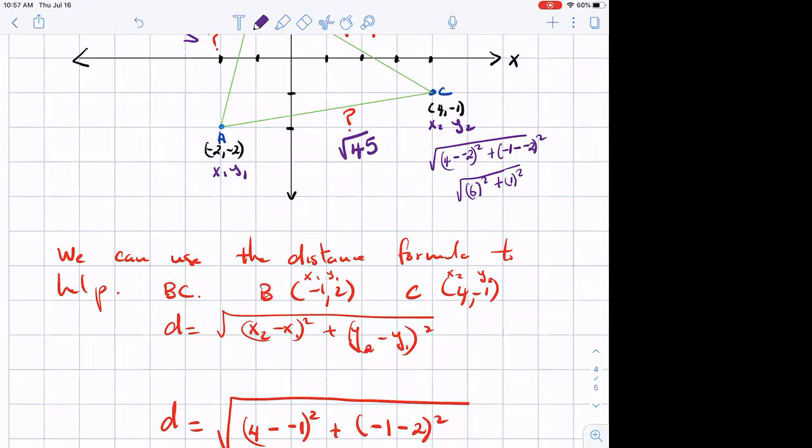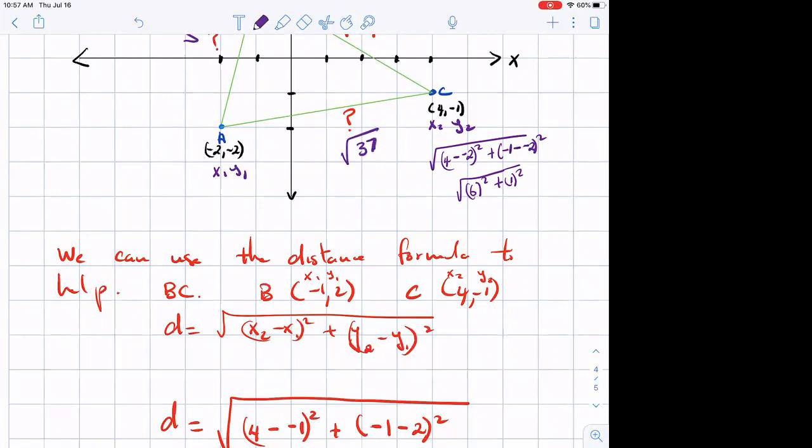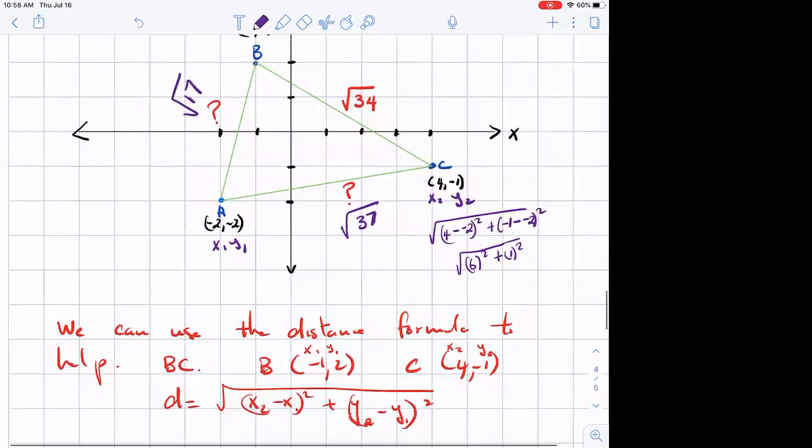So this is 36 plus 1 is 37. So this here is supposed to be 37, the square root of 37, guys. Somebody had said that before, I think, right? Yeah, I did. You gotta be careful with the signs, okay? Now, pay attention, please.